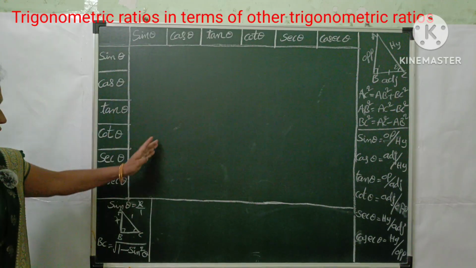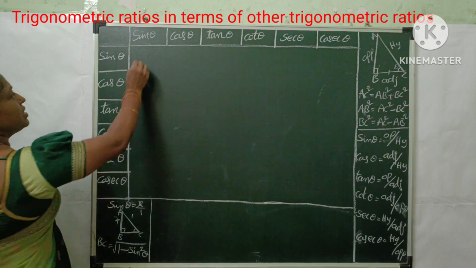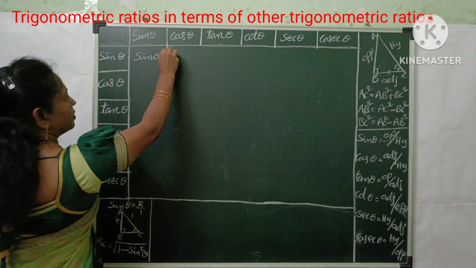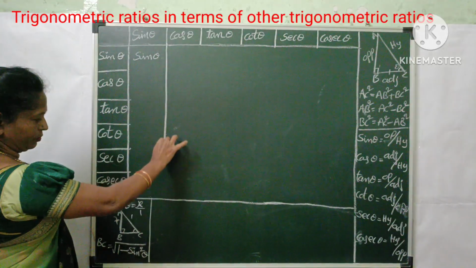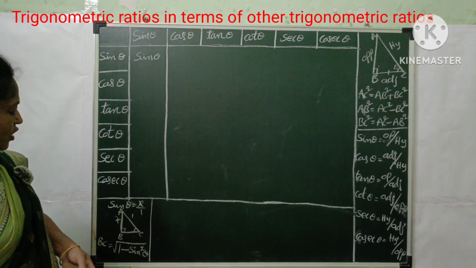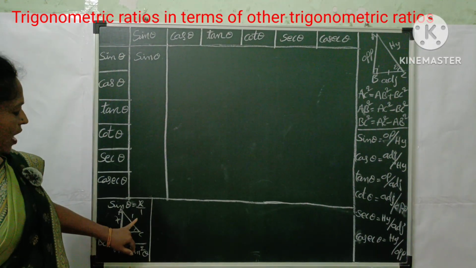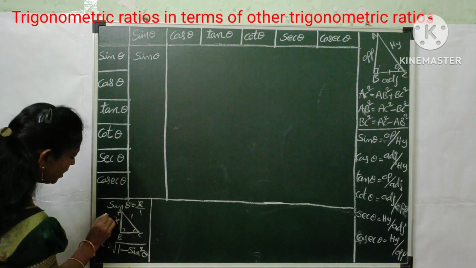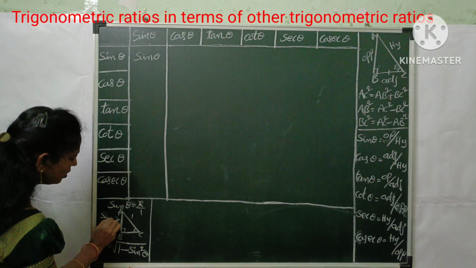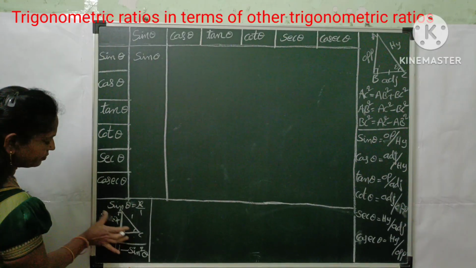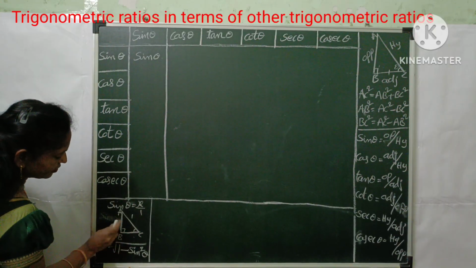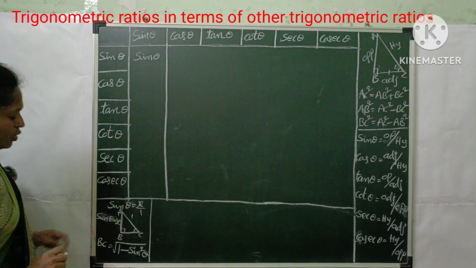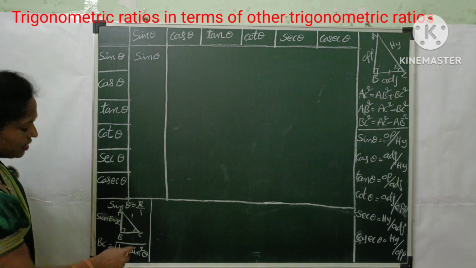Now we have to write all the ratios. Sin in terms of sin is sin only. Why? Because it is opposite by hypotenuse, opposite is x, and x means sin theta. So sin theta equals x. So here BC is the square root of 1 minus sin square theta.